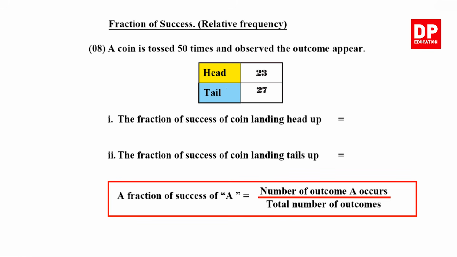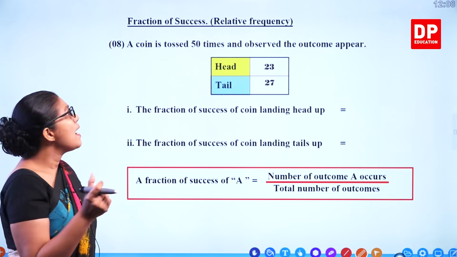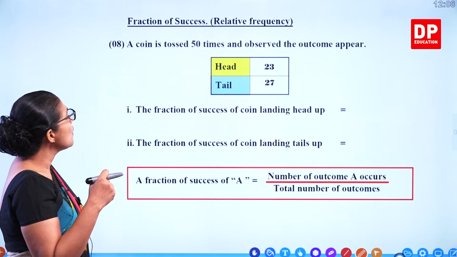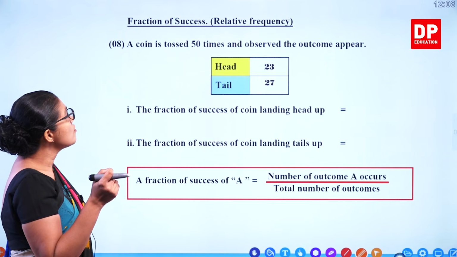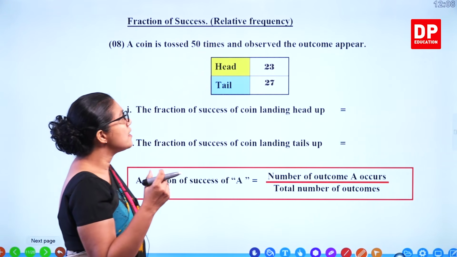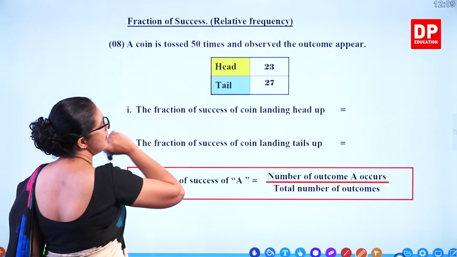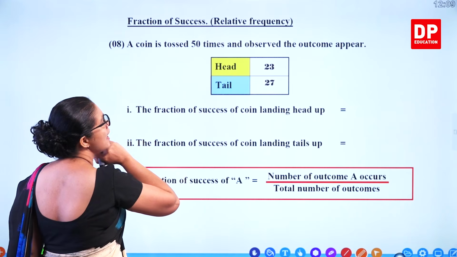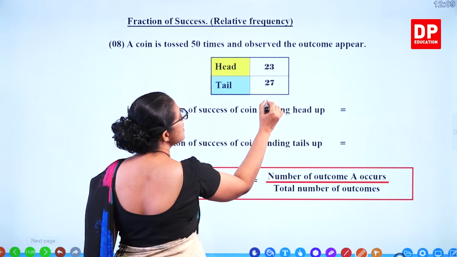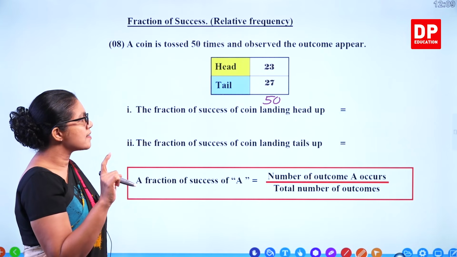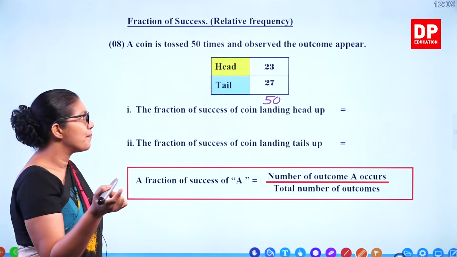Fraction of success. So we use the word relative frequency. Relative frequency is the same as finding the fraction of success. Now think about a coin tossed 50 times and observe the outcome: 23 times head and 27 times tail. So altogether 50 times it was tossed. What's the fraction of success of the coin landing heads up?